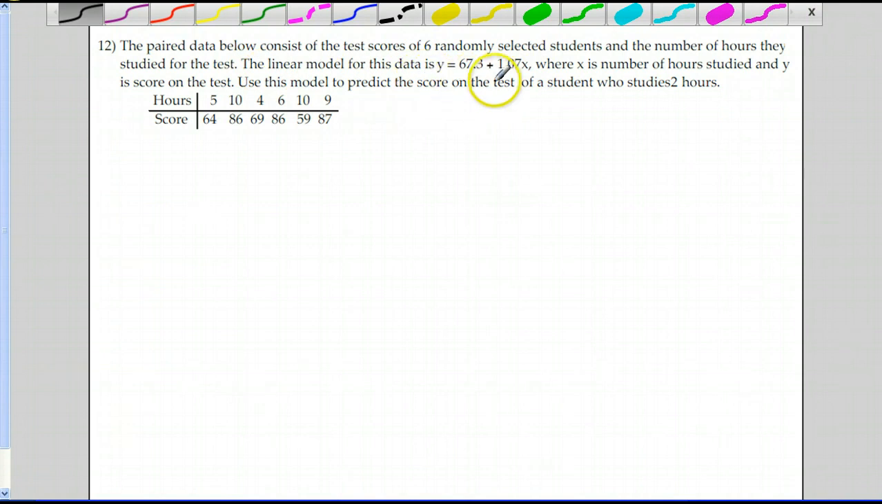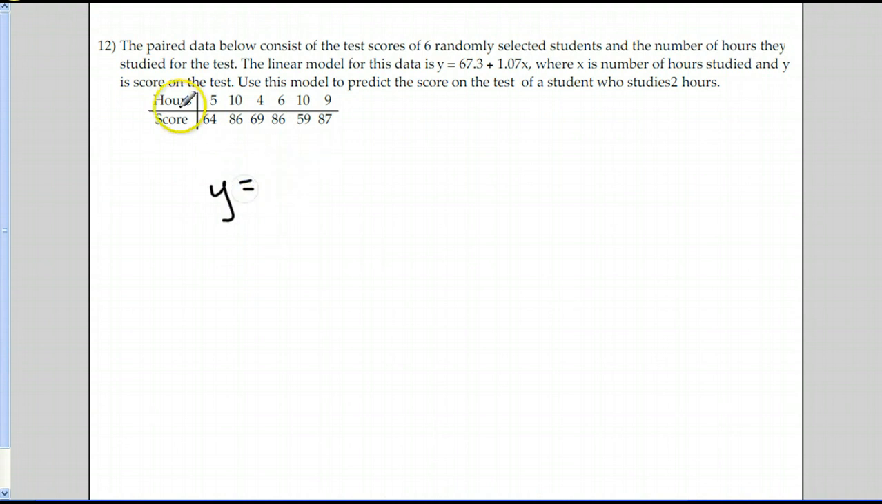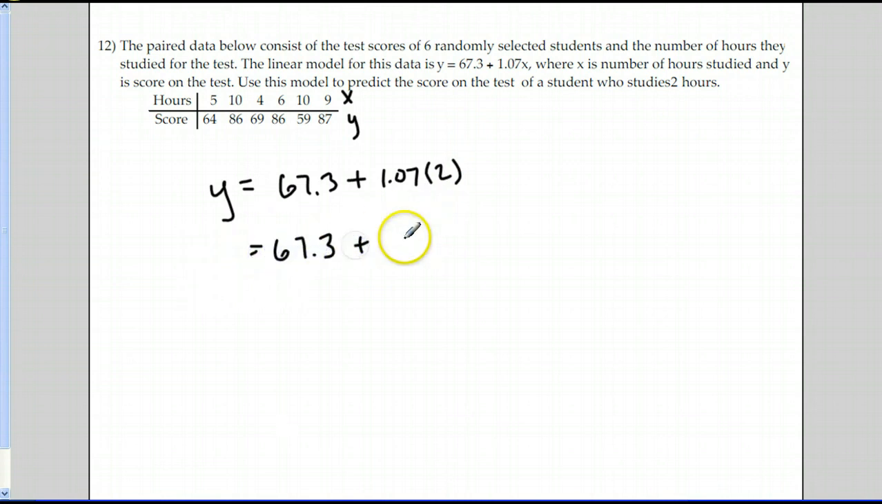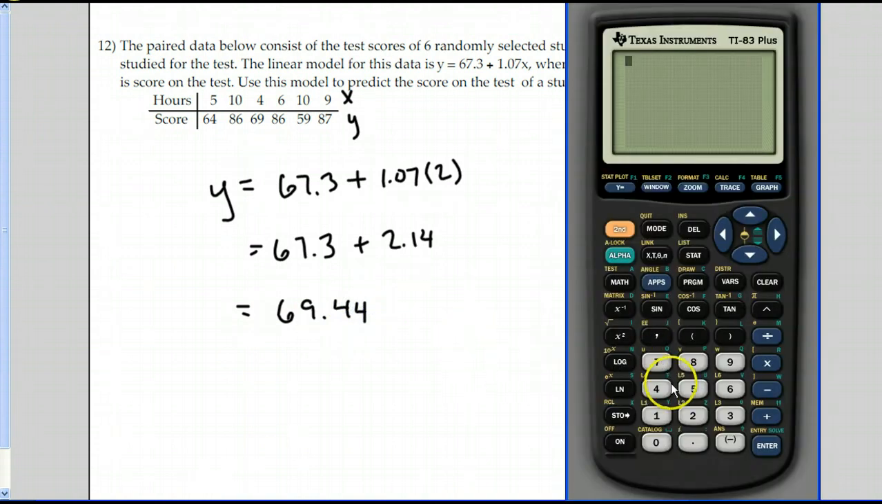Use the model to predict the score on a test of a student who studies 2 hours. So this is the hour studying, that's X. Alright, Y is their score. So their score is 67.3. It's a base value if they don't study at all, plus 1.07 points for every hour they study, which is X. Alright, we're going to plug 2 in there. So 67.3 plus 2.14 equals 69.44.